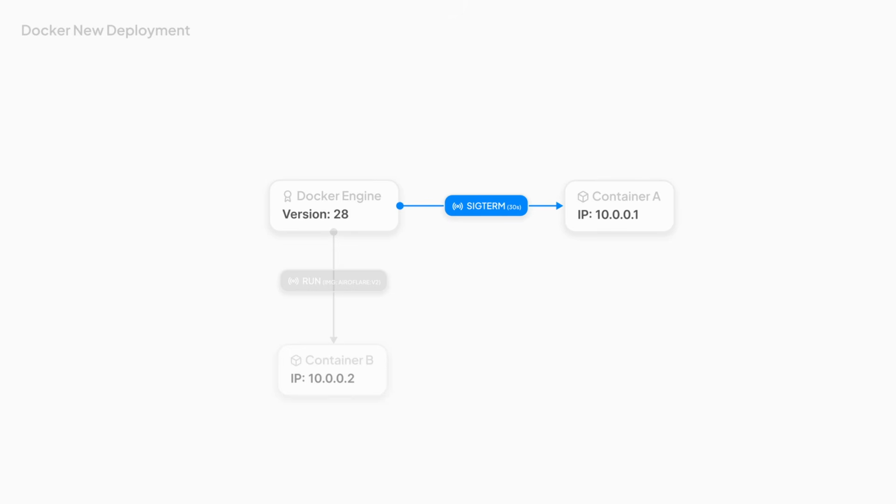SIGTERM tells the container to shut down its processes cleanly within that window. If it doesn't stop in time, Docker sends a SIGKILL signal, forcing it to shut down immediately. Once version 1 is fully stopped, Docker starts a new container based on the version 2 Docker image, and that container begins handling all incoming requests.